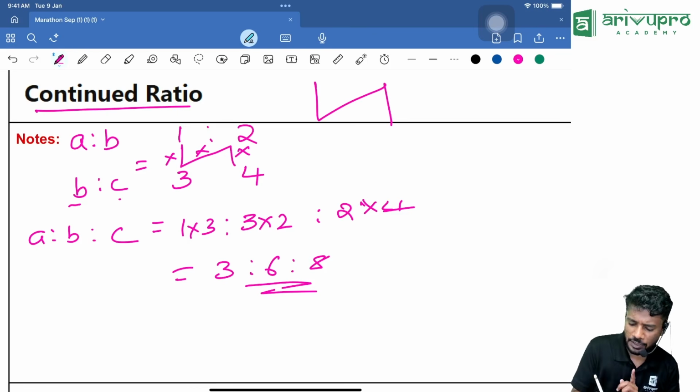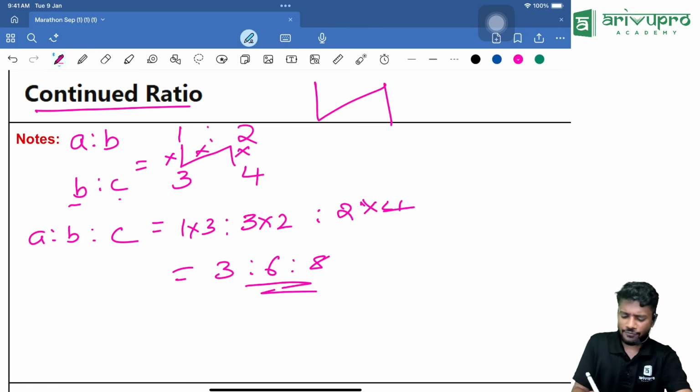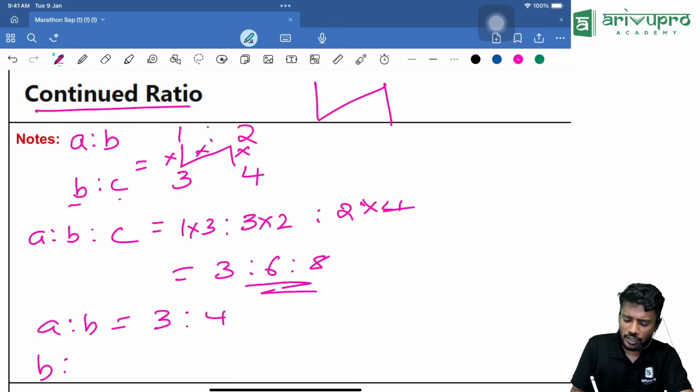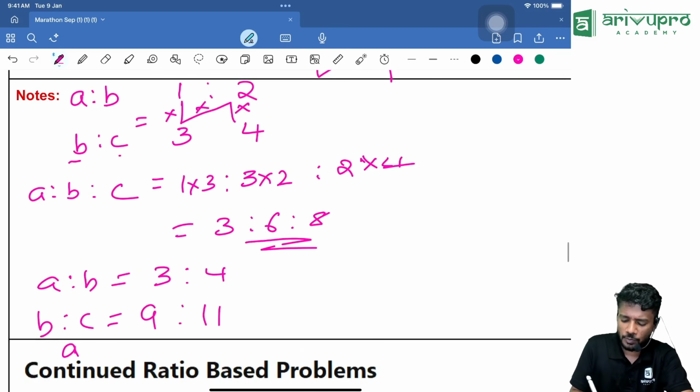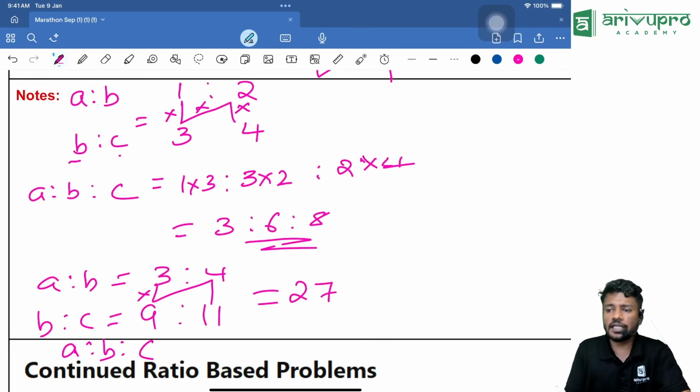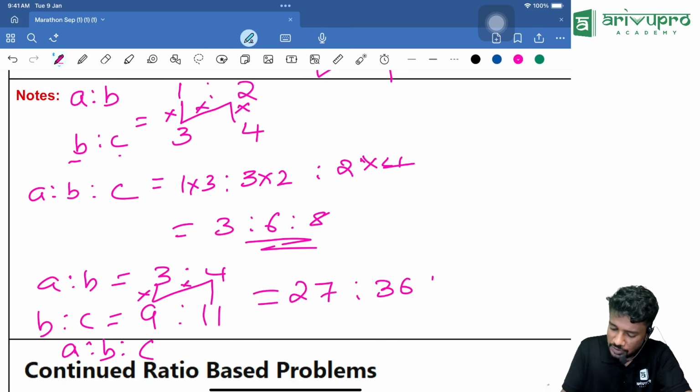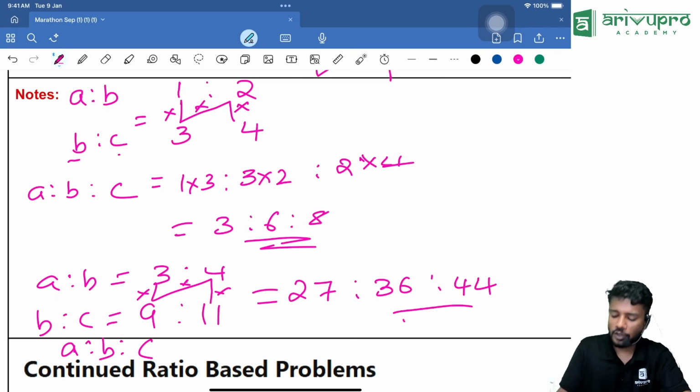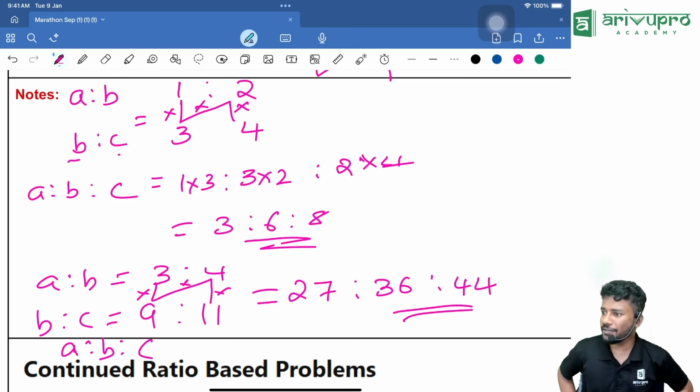Yes. Now, people, one other question I am giving you. If A is to B is equal to 3 is to 4, B is to C is equal to 9 is to 11, get me the value of A is to B is to C. 27 is to 36 is to... So 27, 3 into 9 is 27, is to 9 into 4 is how much? 36. Is to 4 into 11 is how much? 44. Got the point? Yes. Is it clear for everyone?